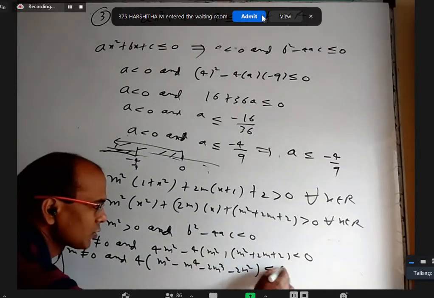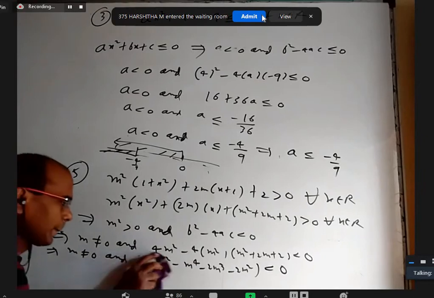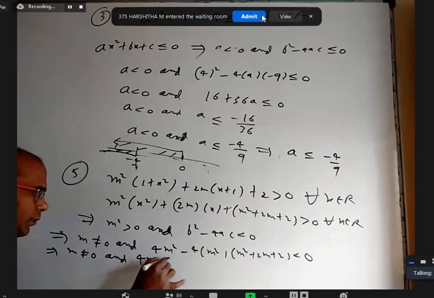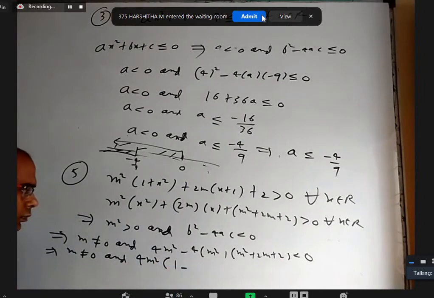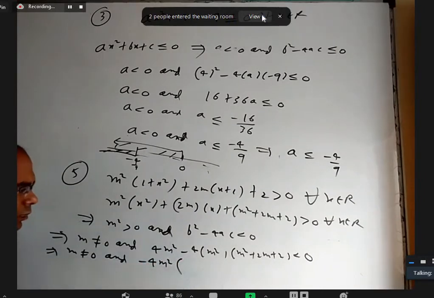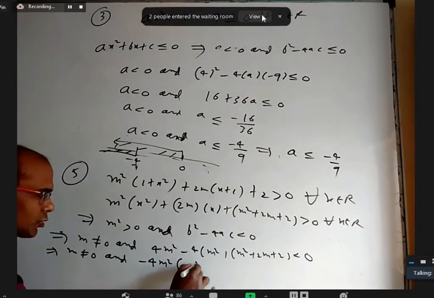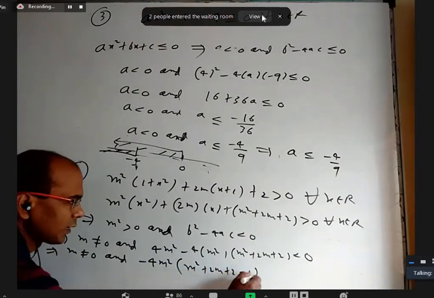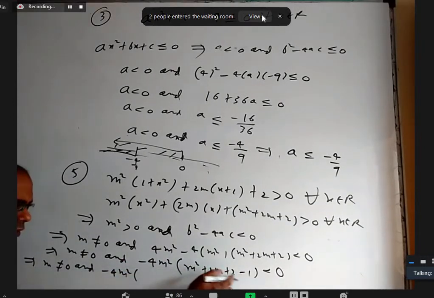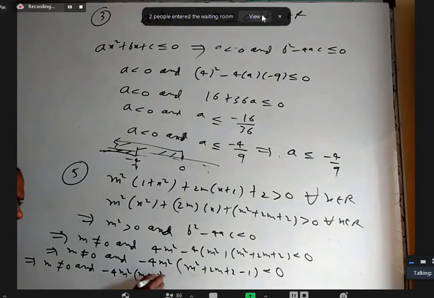should be less than, or I can tell m square common. I can take 4m square common, and that 1 minus 4m square common. I'll get this many. M square plus 2m plus 2 minus 1 less than 0. Should not be 0. And minus 4m square into, this is a perfect square, m plus 1 whole square should be less than 0.